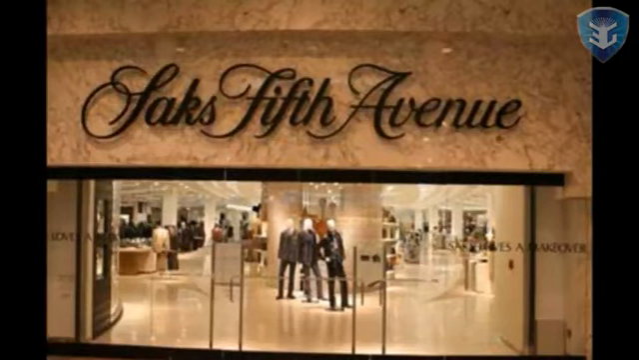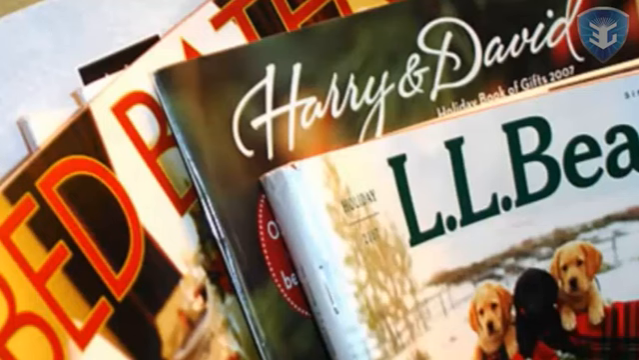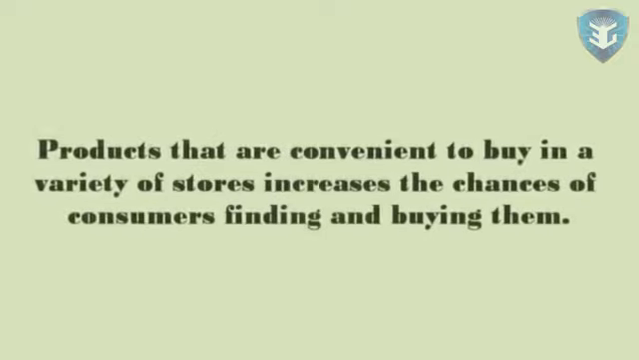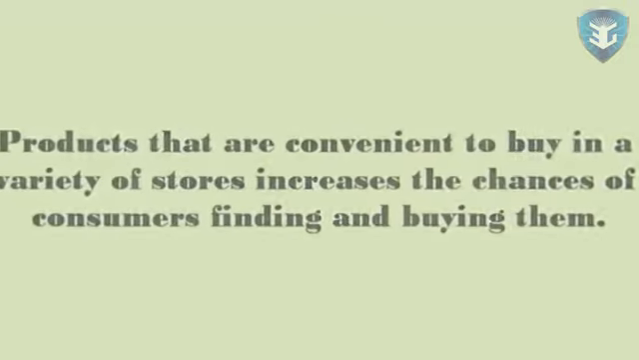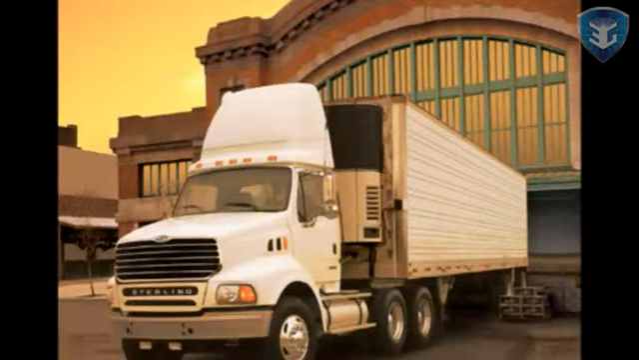The first P stands for place. Now, place refers to where your products are sold. Products sold in exclusive outlets will have the perception of being of a higher quality. Products sold online or in catalogs give the product an innovative perception. Products that are convenient to buy in a variety of stores increase the chances of consumers finding and buying them. Place also can refer to distribution and distribution channels.